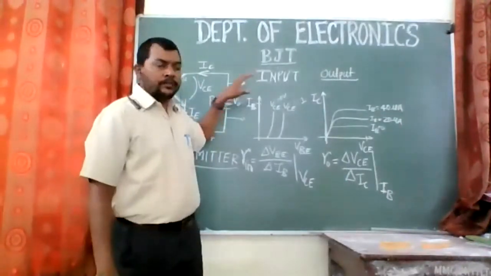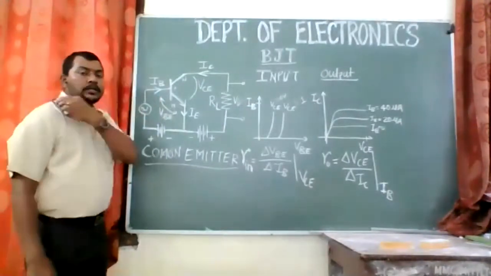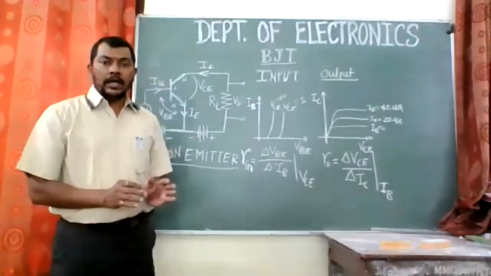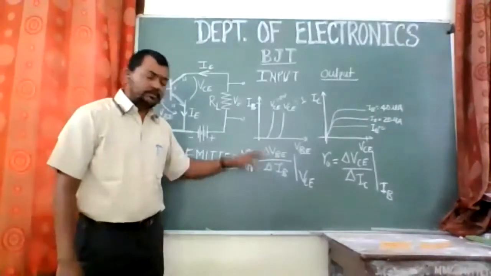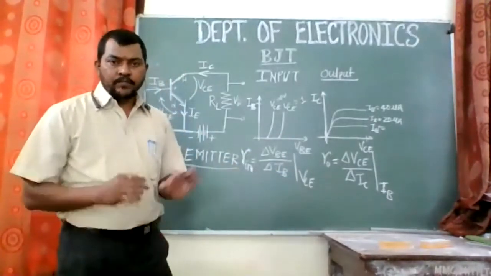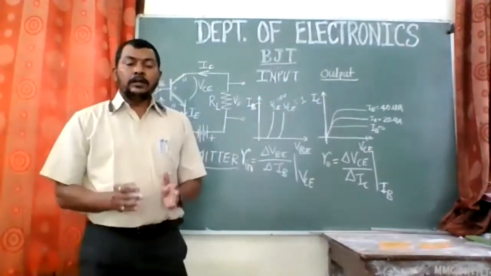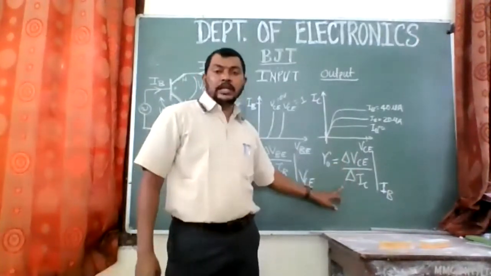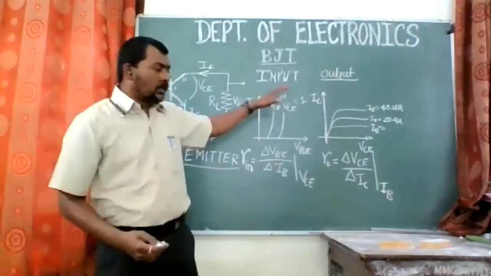So input characteristics, which we look at from the input side of the common emitter amplifier, is nothing but the input resistance, and this input resistance is defined as the change in base emitter voltage to the change in base current at constant collector emitter voltage. Okay, and the output characteristics is nothing but the output resistance, and it is defined as the ratio of change in collector emitter voltage to the change in collector current at constant base current. I guess it is understood.